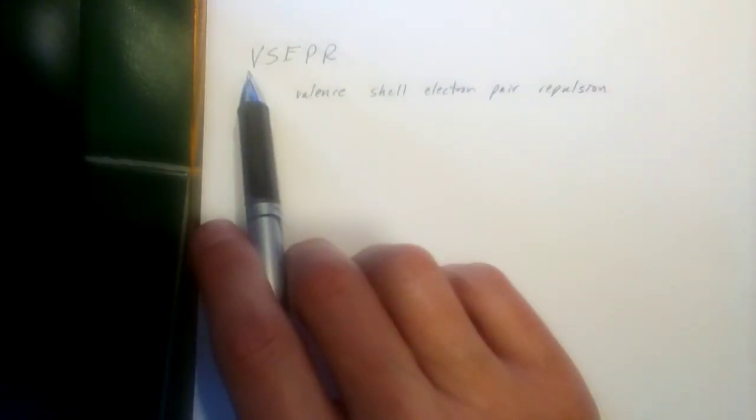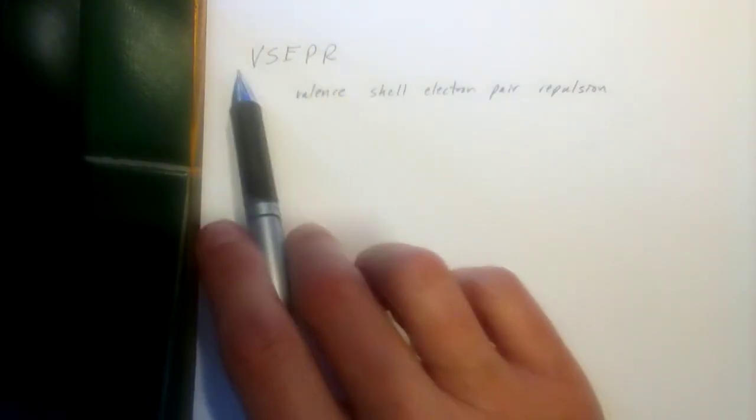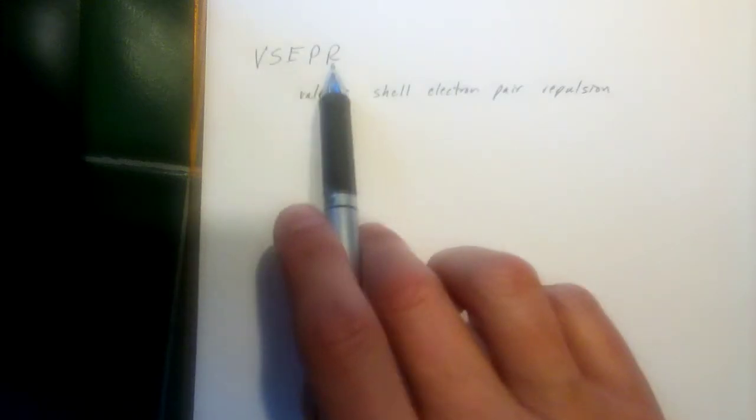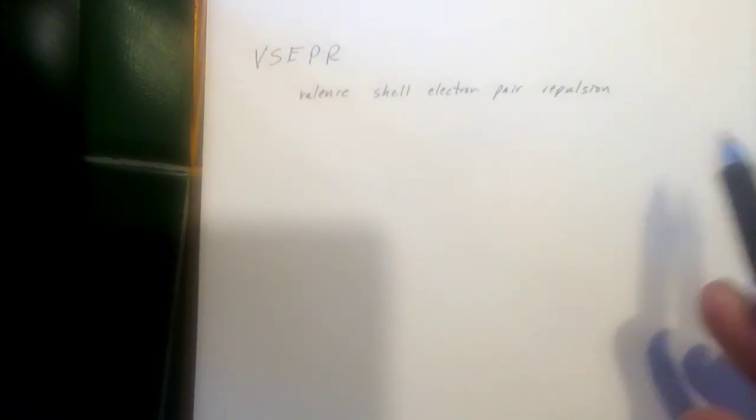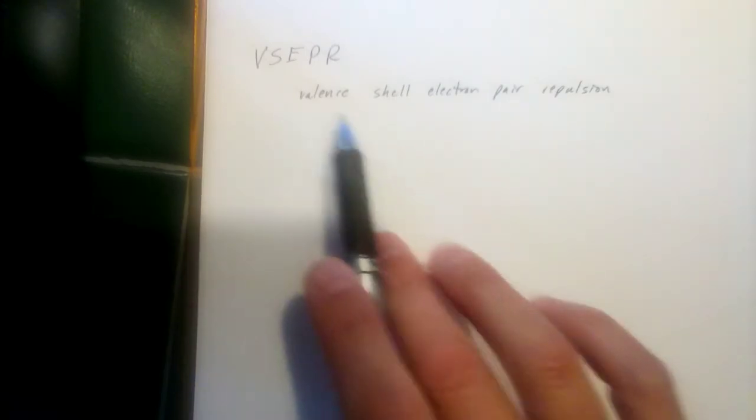Now, there is one idea that I do want to discuss before we jump into evaluating molecular shapes, and that is often referred to as VSEPR. It's an acronym, VSEPR. This stands for valence shell electron pair repulsion. And this is a theory that attempts to describe the shapes of molecules based on the idea that electrons are going to repel other electrons. So all of that's in there.